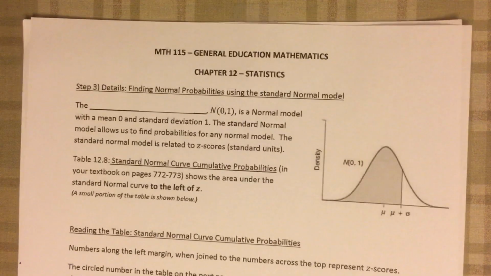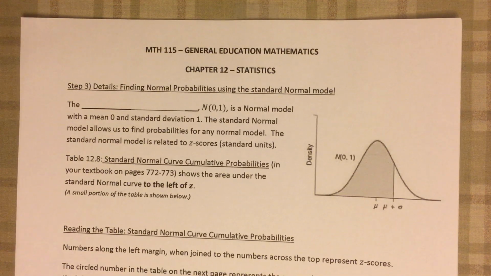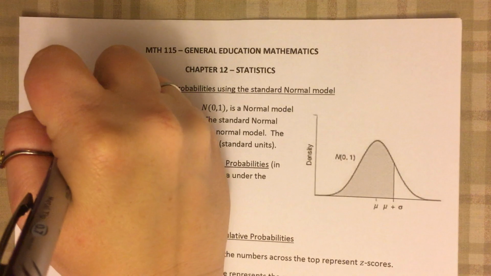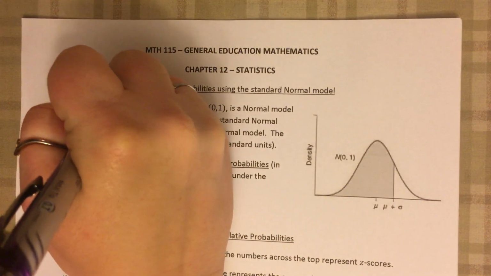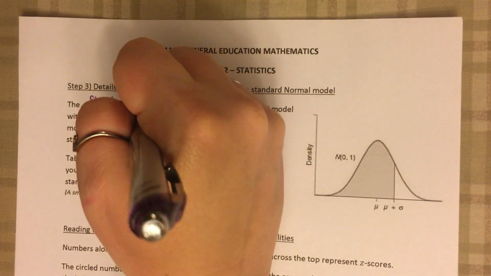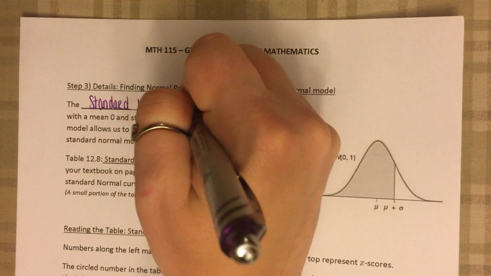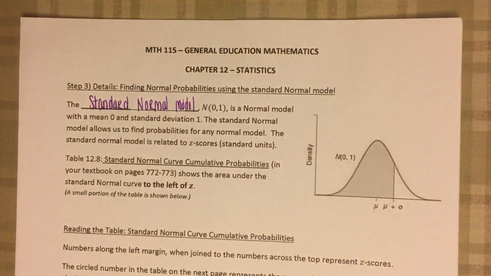Okay, so before we start going through this entire process, we're going to talk a little bit more about our details for step 3. So what we're going to be using in these details for this last step is something called our standard normal model. Normal referring to the shape. It is unimodal, it is symmetric.